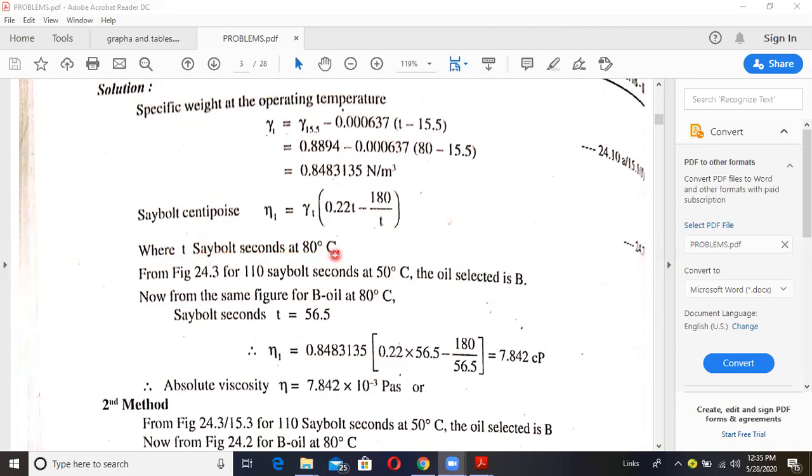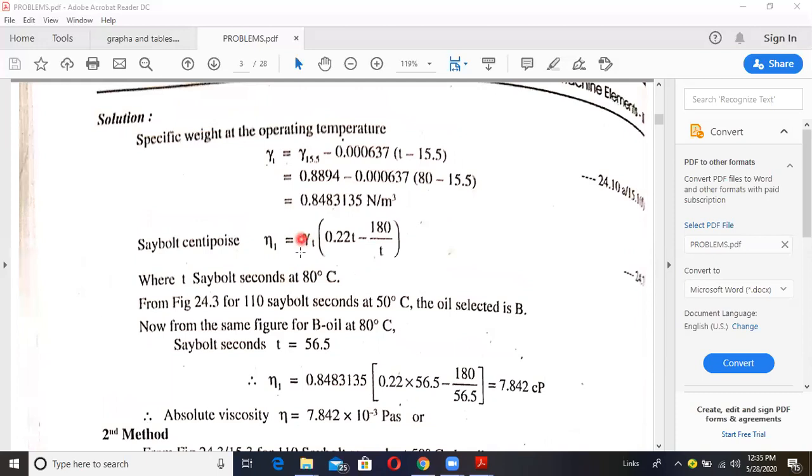Here the unknown is T, where T is nothing but Saybolt seconds at 80 degrees Celsius. It is not temperature, it is the seconds at 80 degrees Celsius. Understood? And gamma T we are going to calculate at the operating temperature. So if you know gamma T and if you know T, then we can calculate absolute viscosity.